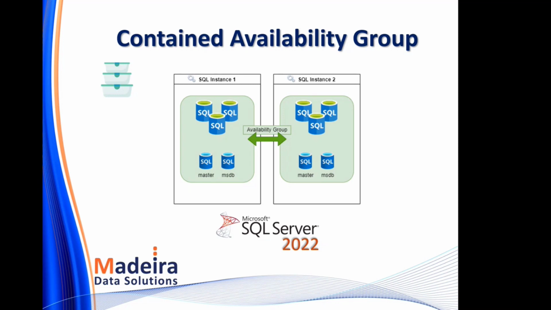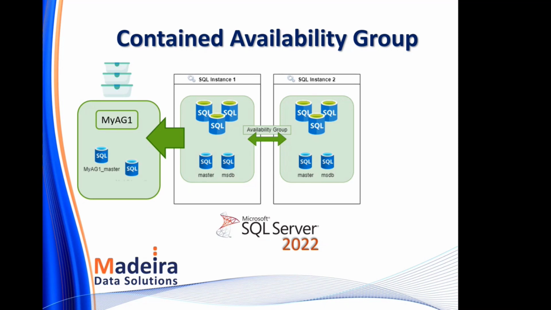And at the moment of failover, each one of them can retain the same server level objects, essentially, such as everything we mentioned before: jobs, logins, permissions, linked servers, and anything in MSDB and master, specifically the contained MSDB and master system databases.